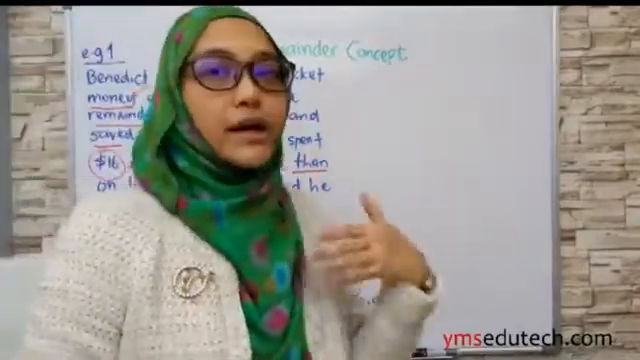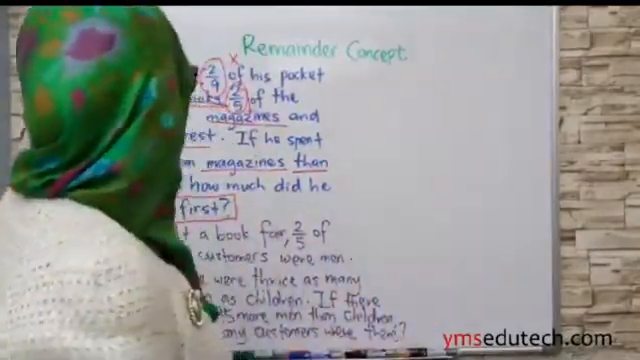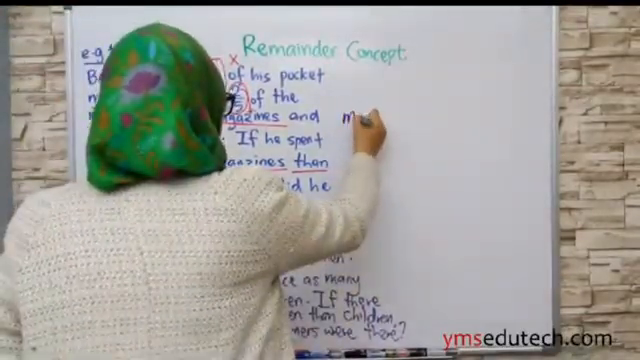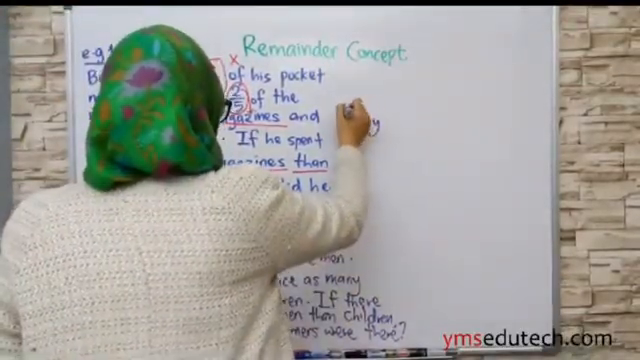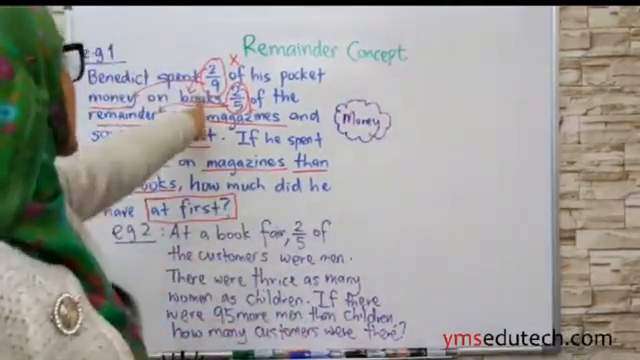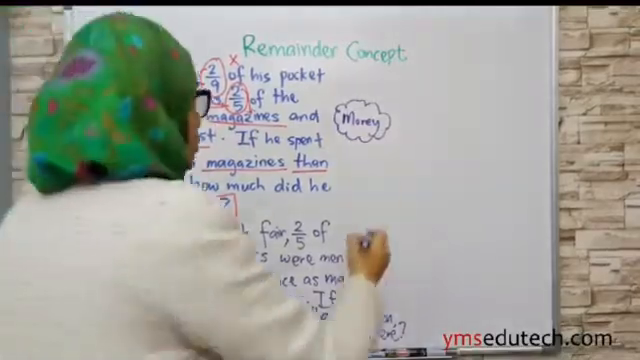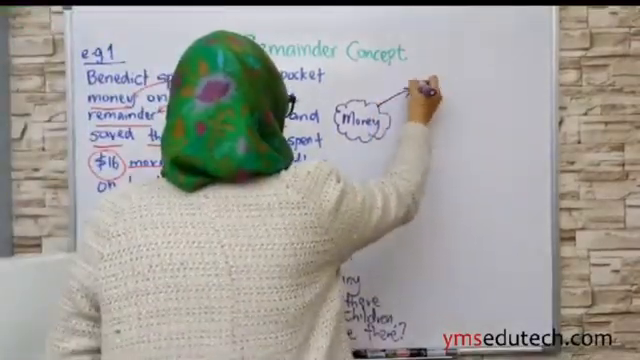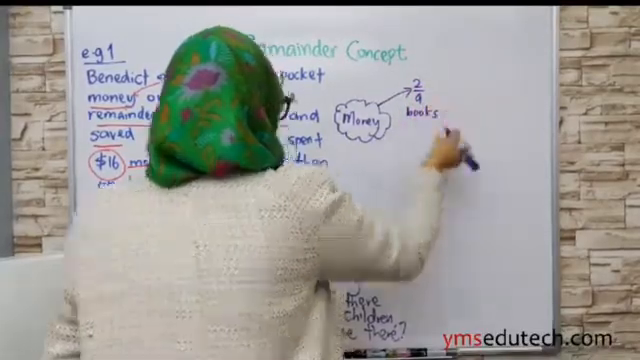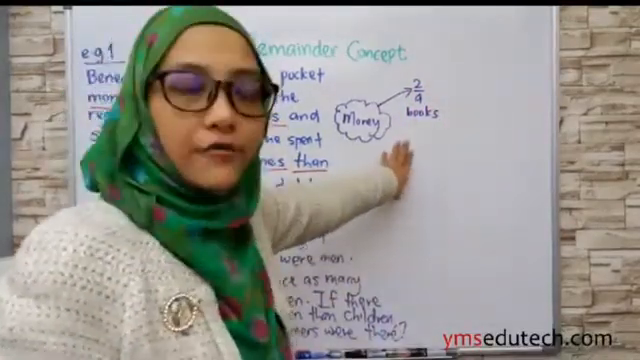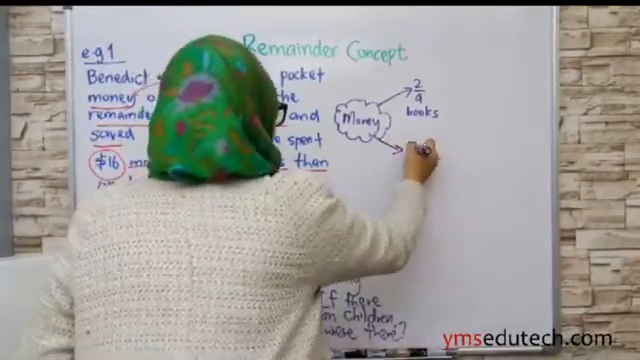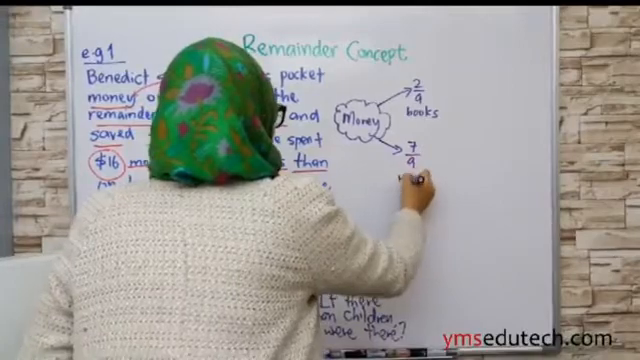Okay, to solve by branching method, first we are talking about Benedict's money. So we're going to label money. And it says he spent 2/9 of his money on books. Branch out, 2 out of 9 on books. So if he spent 2 out of 9 of his money on books, how much remainder did he have? We have 7 out of 9 remainder.